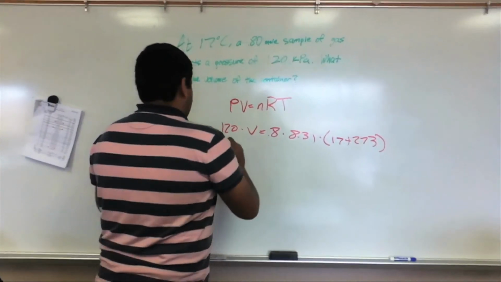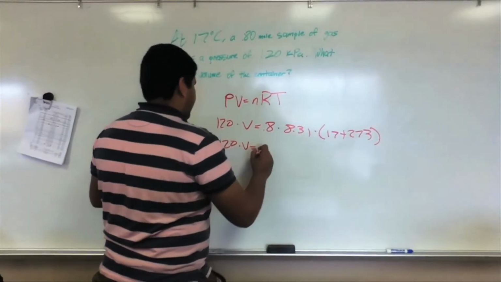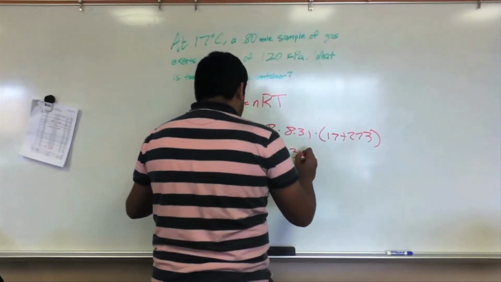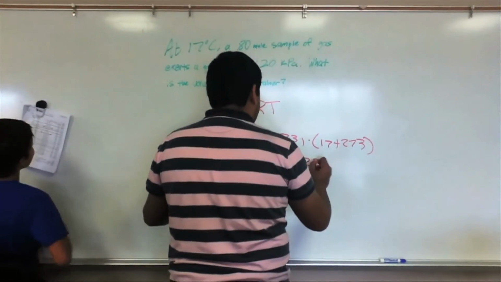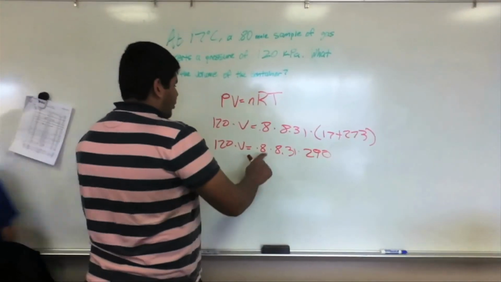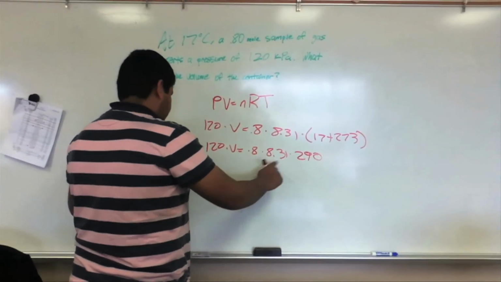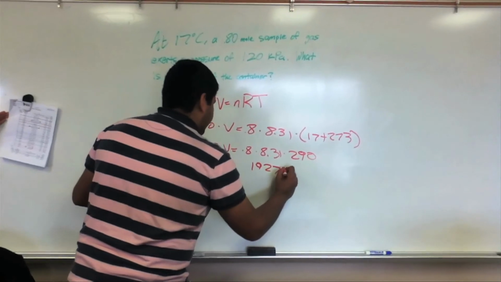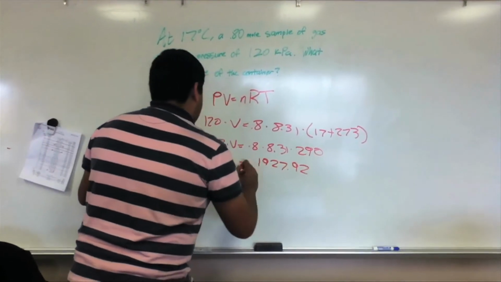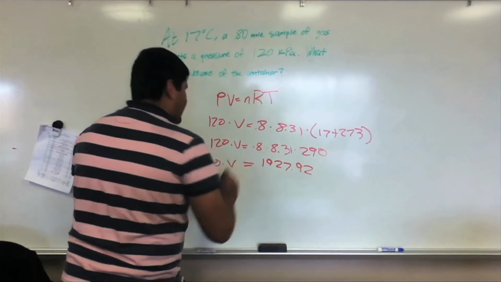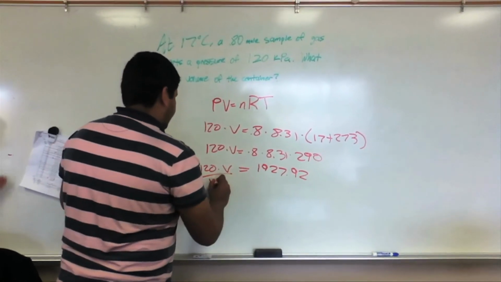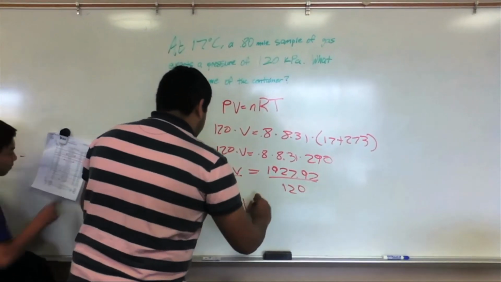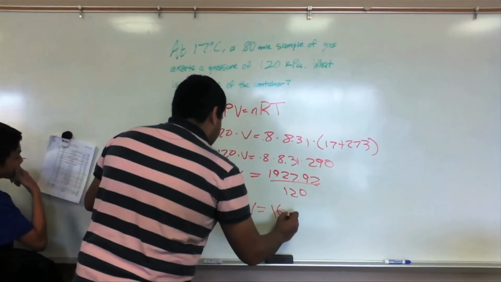So let's simplify this. 120 times the volume equals 0.8 times 8.31, which is the constant, multiplied by 290. So 0.8 times 8.31 times 290 is 1,927.92. Now all you have to do is divide both sides by 120. This leaves you with a volume of 16.07 liters.